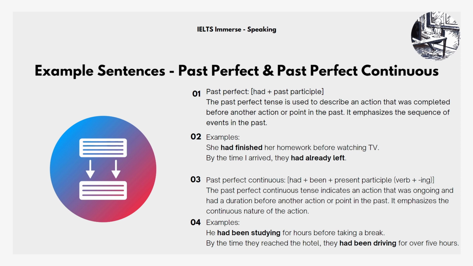Past perfect continuous is a little bit different. I'll talk about that in a moment. But let's have a look at an example of past perfect tense. She had finished her homework before watching TV, and by the time I arrived, they had already left. So why are we using this tense? Well, the past perfect tense is used to describe an action that was completed before another action or point in the past.